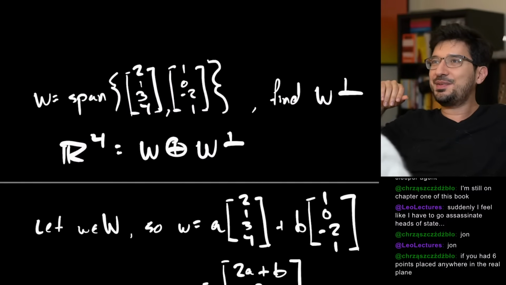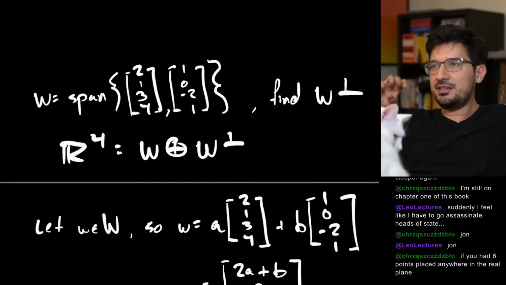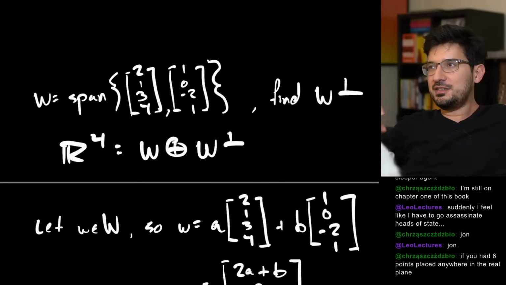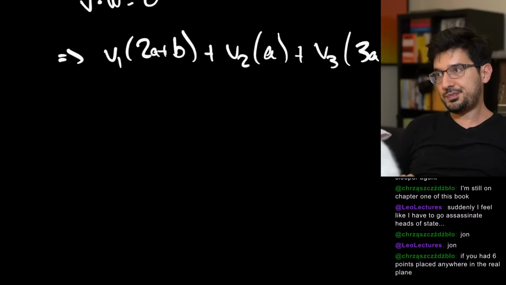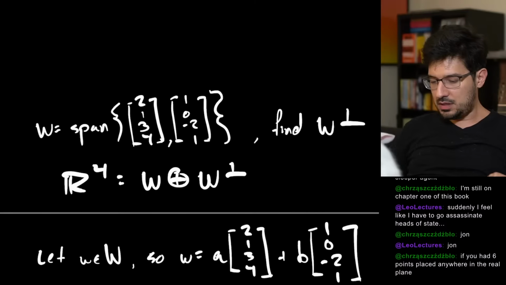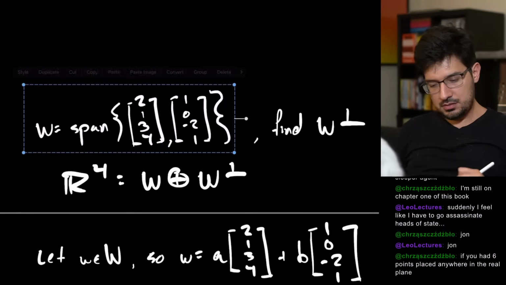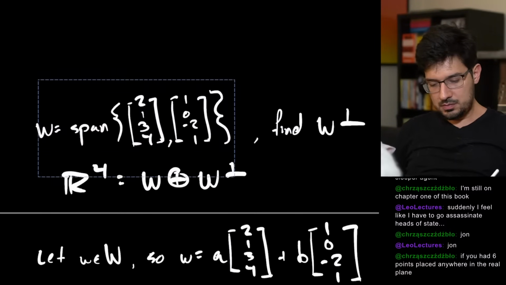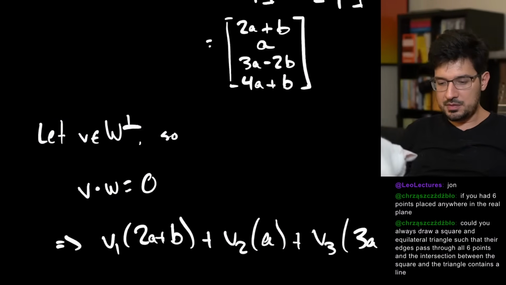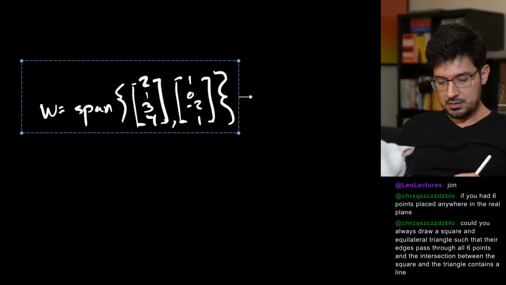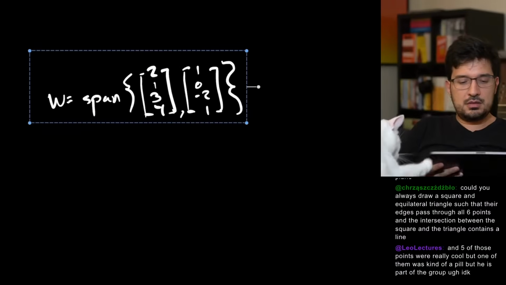John, why are you both saying John? What's going on? If you had 6 points placed anywhere in the real plane, then what? What happens next? Luna. I feel like I need to review this section, actually. Luna, don't scratch my iPad.